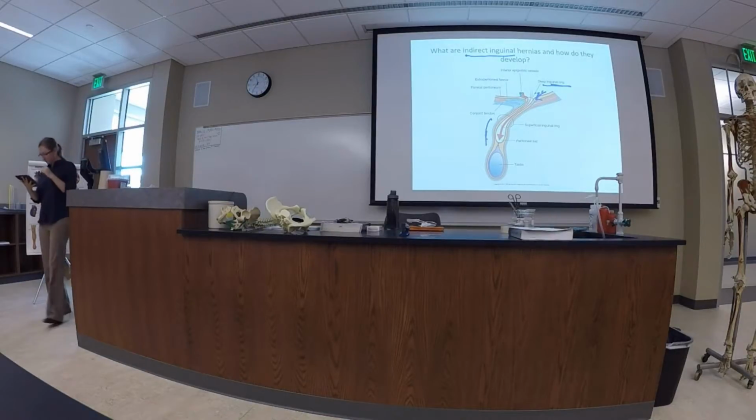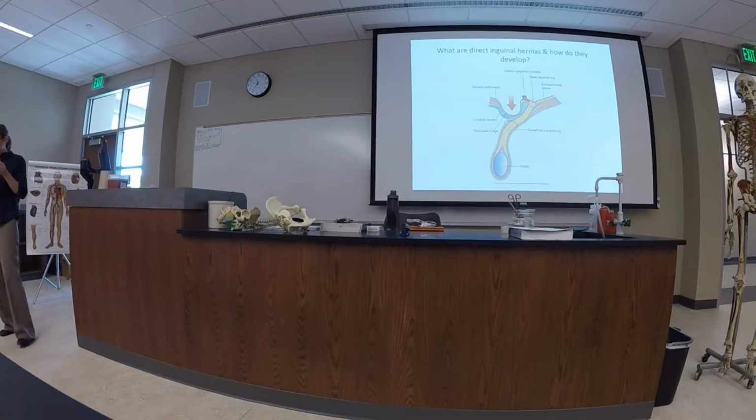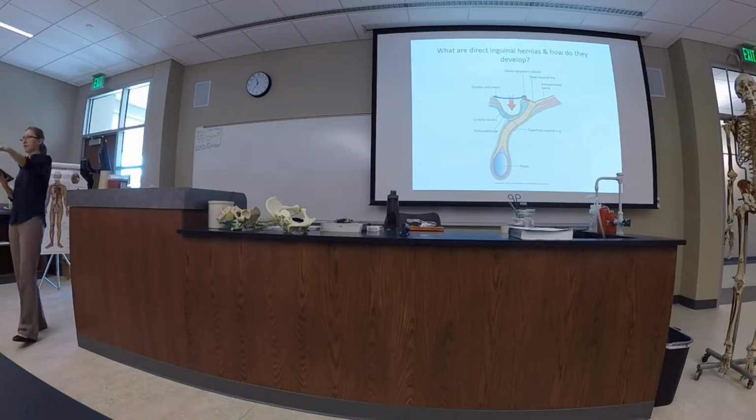The direct inguinal hernias, the next one, push through the posterior inguinal wall, the canal wall. So this would be the posterior wall there. They push directly through that.